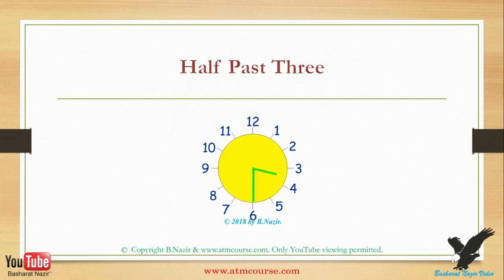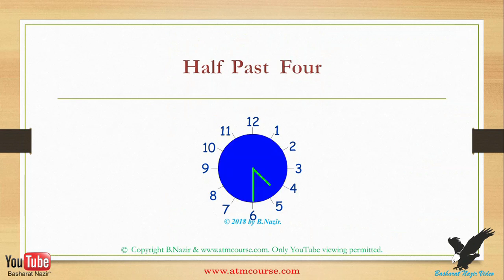This clock is reading 3:30, because the big hand is pointing to 6 and the small hand is halfway between 3 and 4. Now you say, 3:30. This clock is reading 4:30, because the big hand is pointing to 6 and the small hand is halfway between 4 and 5. Now you say, 4:30.